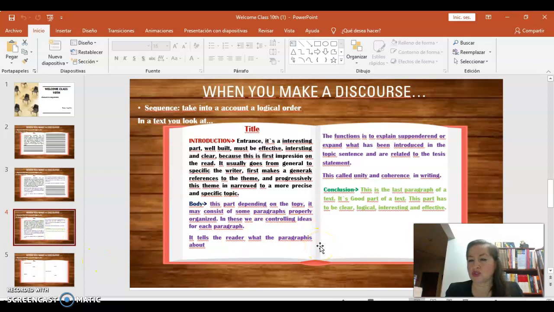The conclusion is the last part, okay? This is the last paragraph of a text. It's an important part of a text. This part has to be clear, logical, interesting, and effective, okay?